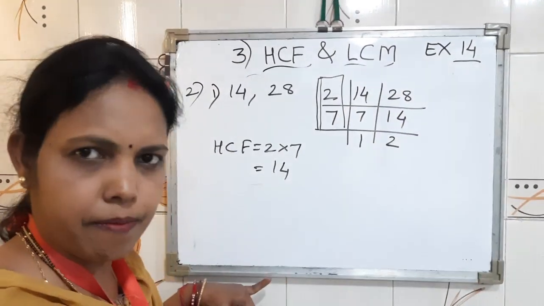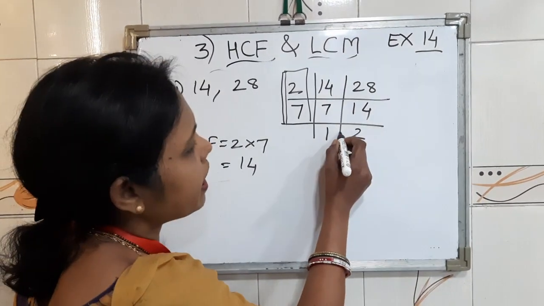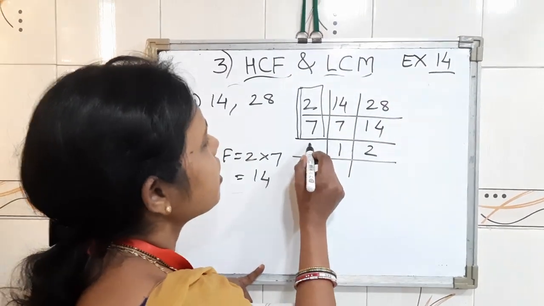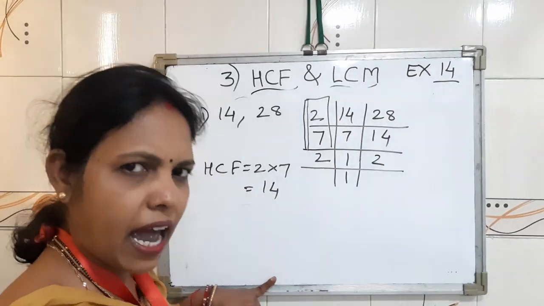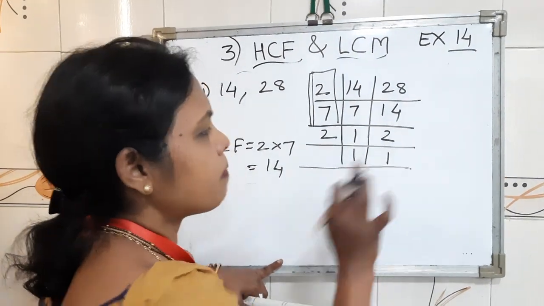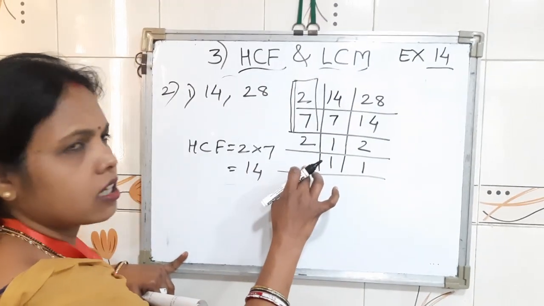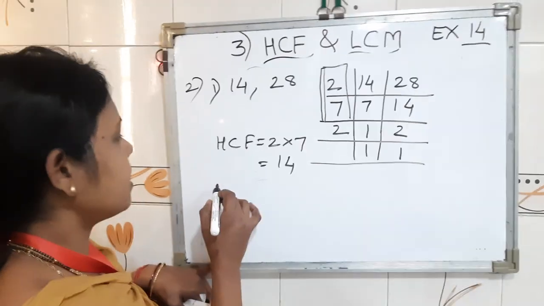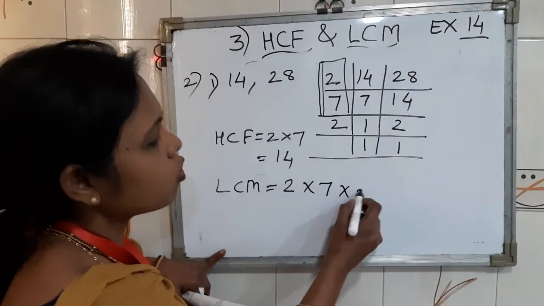Now we want LCM. For LCM, we can continue until we get remainder 1. Here we will divide by 2. Here we already got 1, that's why that number we will write as it is. Next, 2 1s are 2, meaning in both places we got 1, 1. That's why, on this side, the numbers we got as common factors, we will write LCM equal to 2 into 7 into 2.